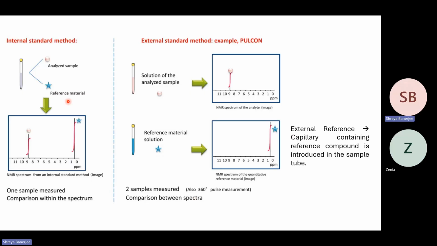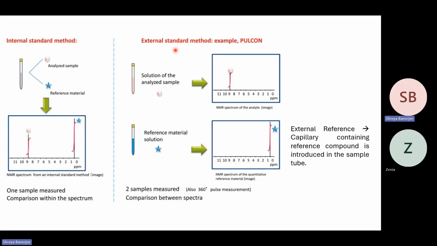Now there are two methods that are generally used while recording NMR. One is the internal standard method. Here in the same tube, you take the sample you want to analyze and the reference, and you take the spectra together. So this is what we have seen so far, that is the TMS. TMS is added to the sample, spectra is taken together. TMS is generally considered 0, and compared to that, the chemical shift of the sample is calculated.